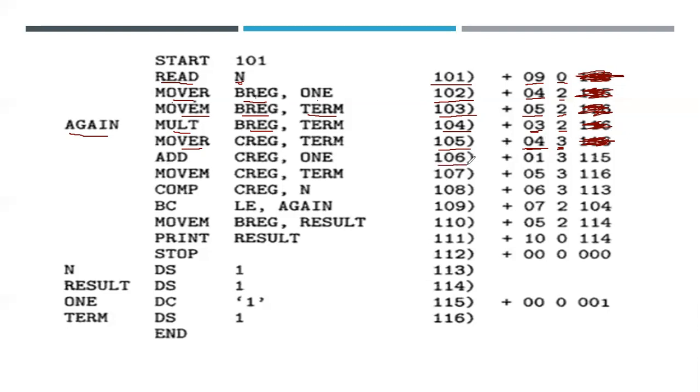Next is the 106 instruction. At 106, addition is done, so the addition opcode is 01. The C register means 3, and we don't know the address of 1, so for the time being keep this empty. Go to the next instruction, move M. By default it is the 107th instruction, and move M is nothing but 05. The C register is 3. Now we don't know term, so the address of term is unknown.